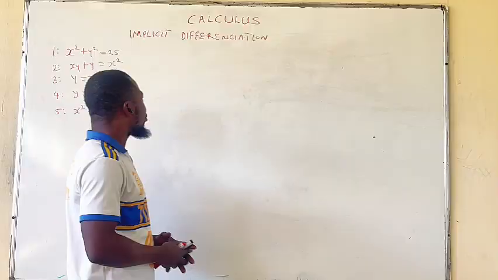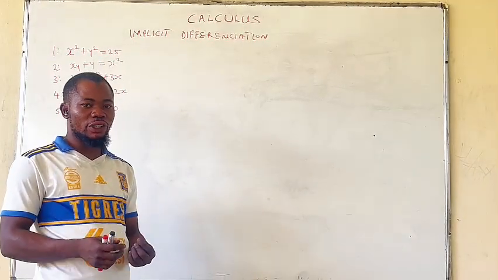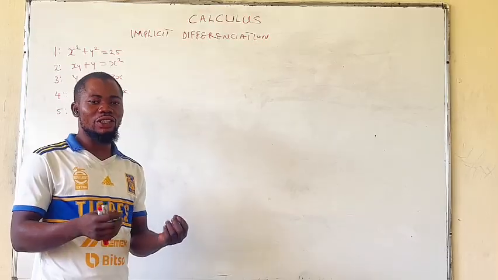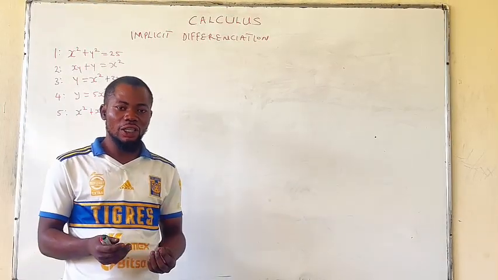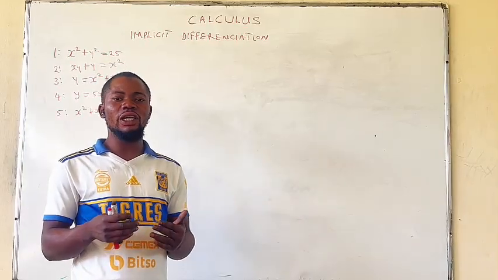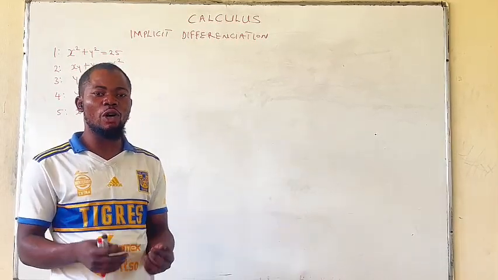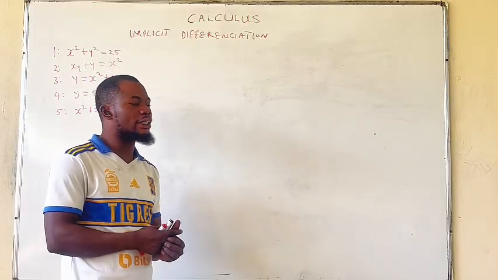In today's class, we'll be looking at implicit differentiation under calculus. Implicit differentiation is a technique used to find the derivative of a function if the dependent variable y is not expressed explicitly in terms of the independent variable x.